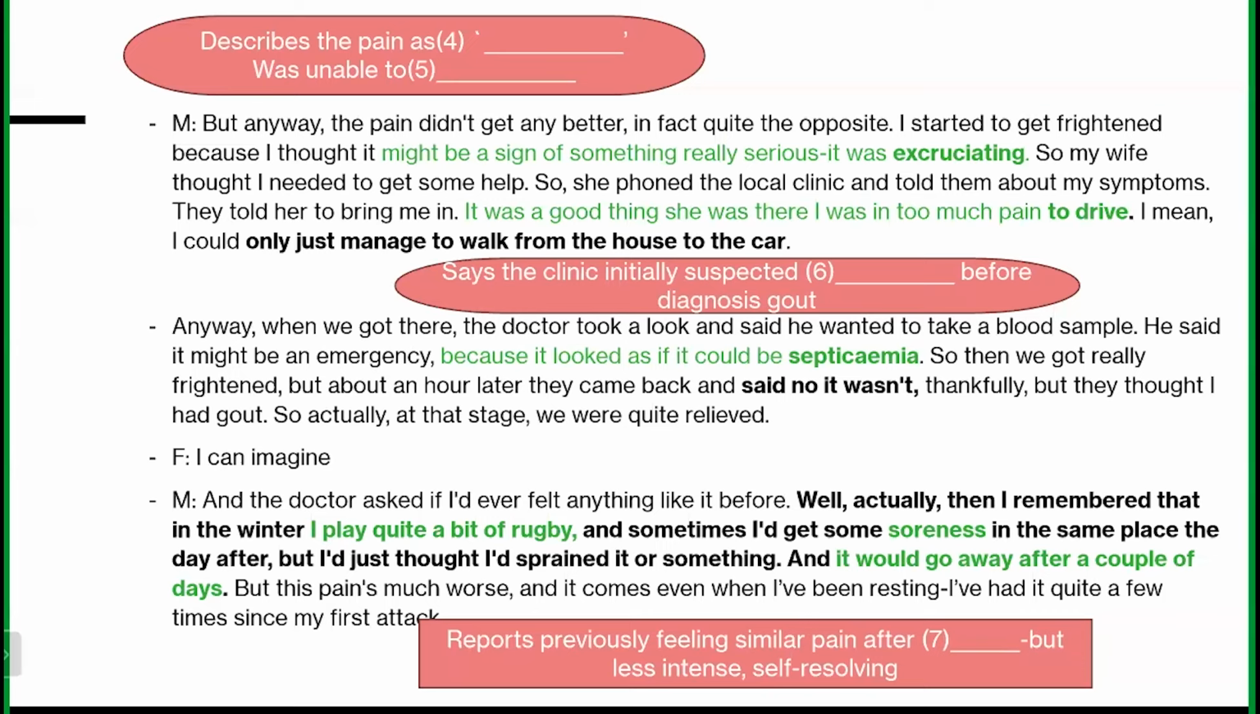And then the fifth one is drive. "I was in too much pain." In the paraphrasing here they have used too much pain to drive. It means he was unable to drive.